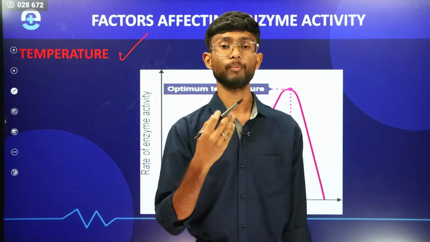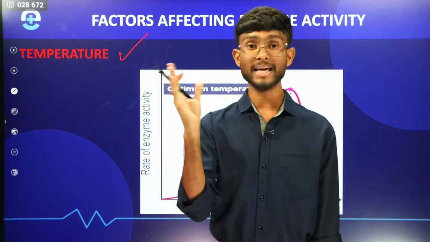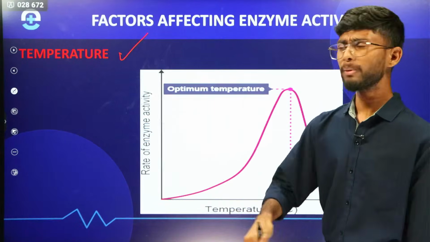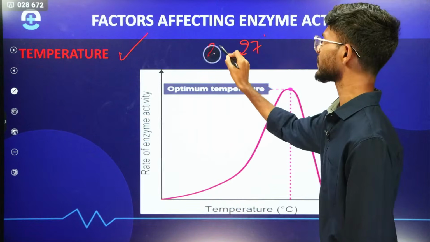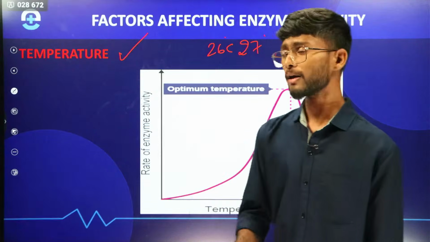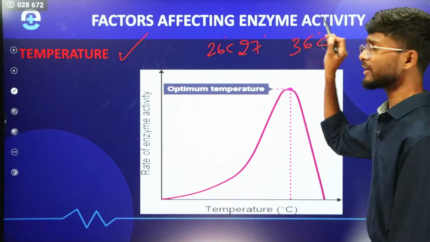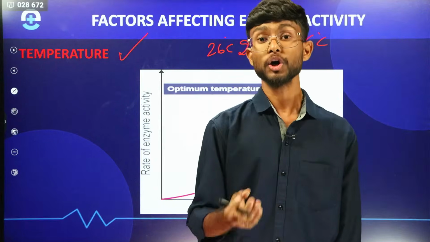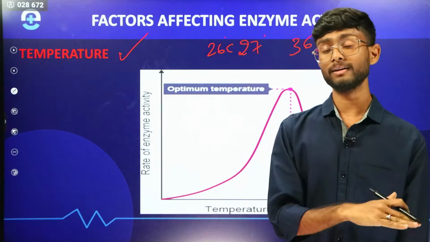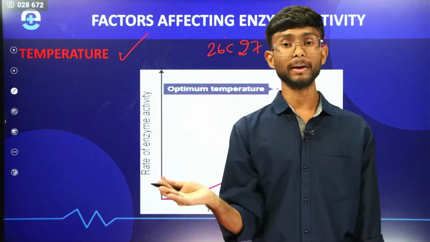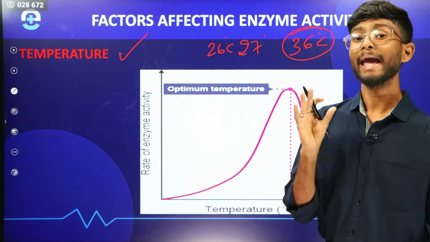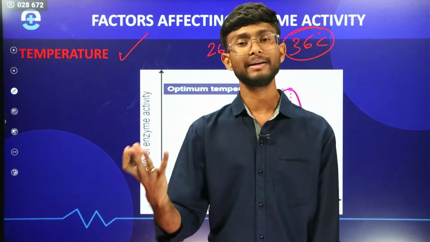For example, our body temperature is different, and the surrounding, that is room temperature, is also different. Room temperature may be 27 degrees Celsius or 26 degrees Celsius, but our human body temperature is about 36 degrees Celsius. This is the normal temperature. So the enzymes will be affected if the temperature goes beyond or above this; the human enzymes will be inactivated, or you can say denatured.